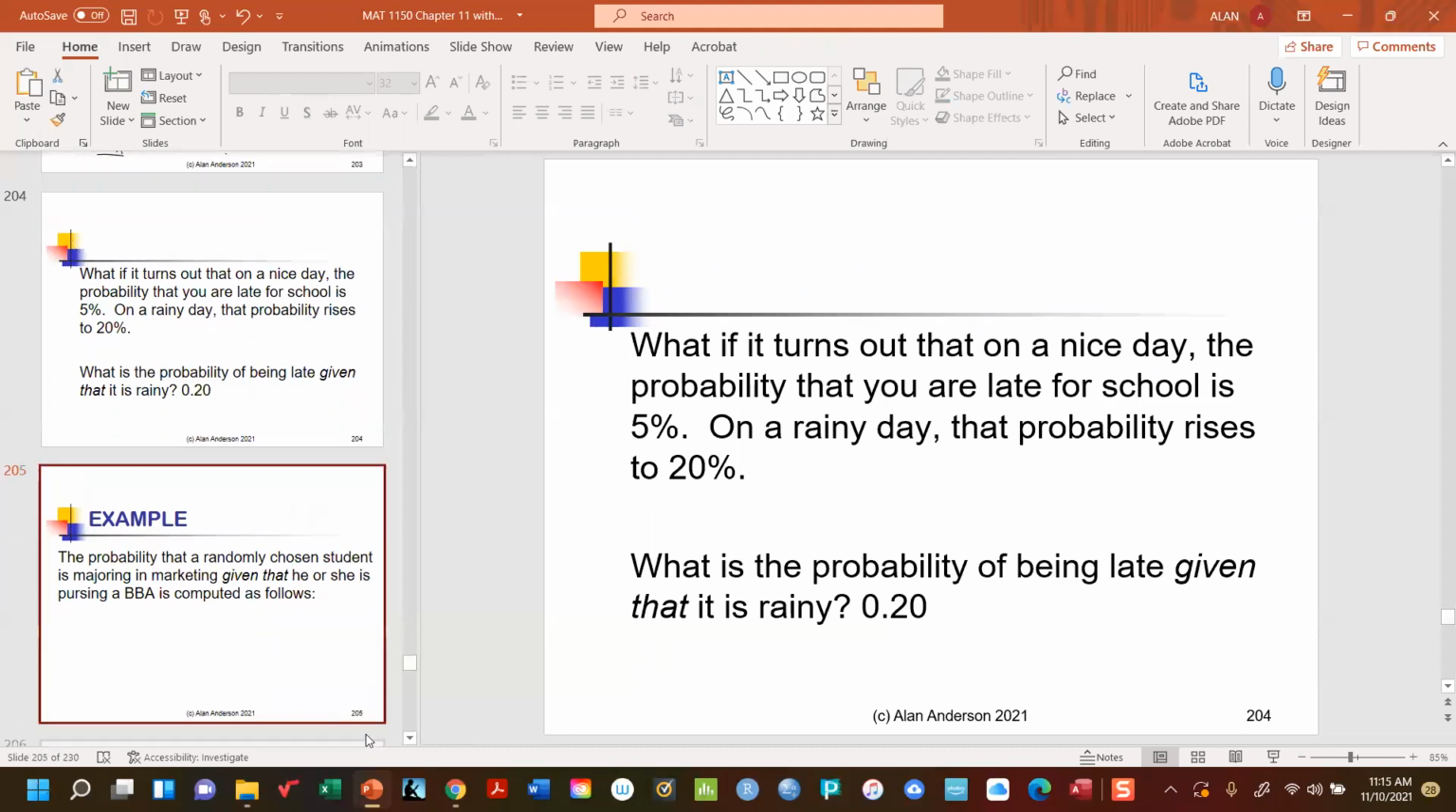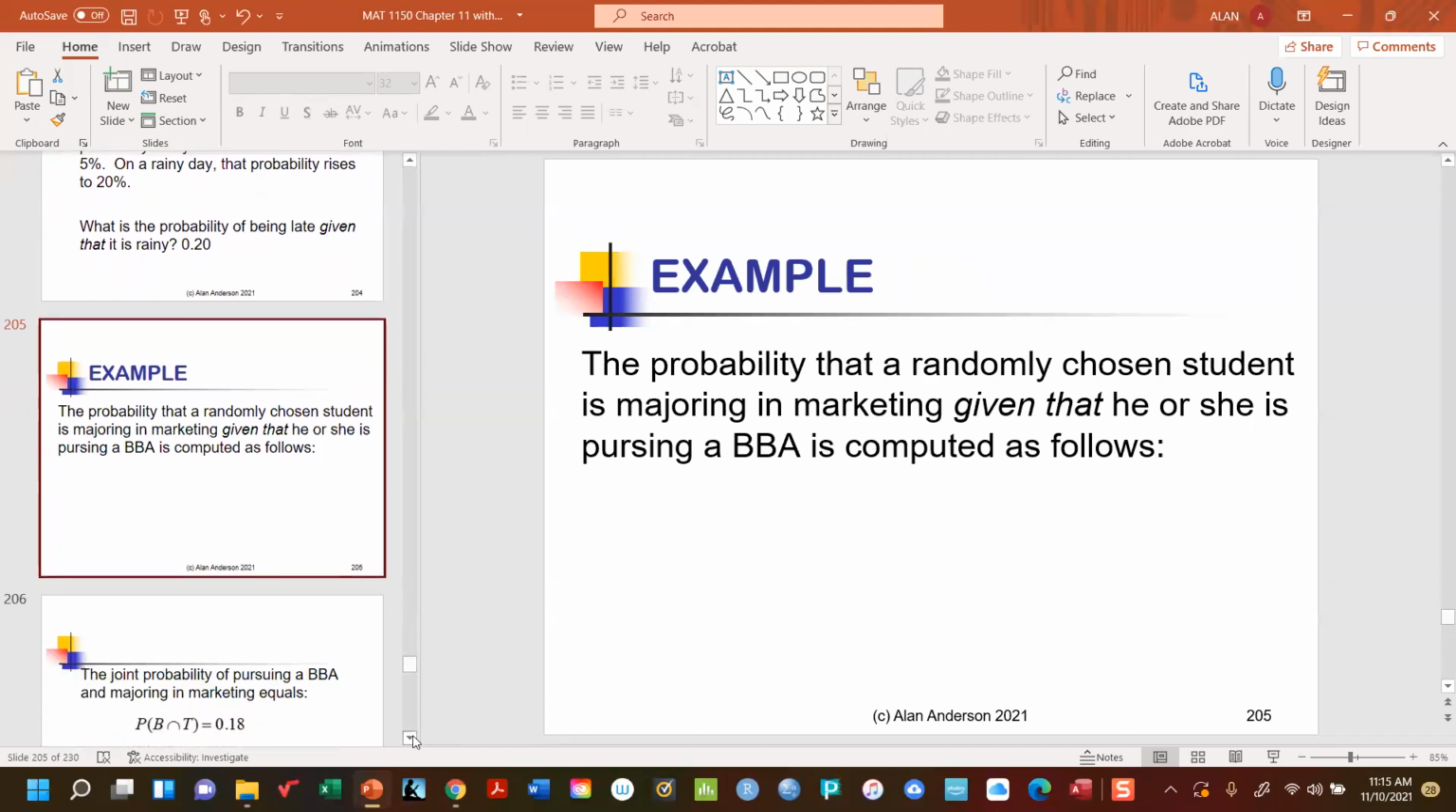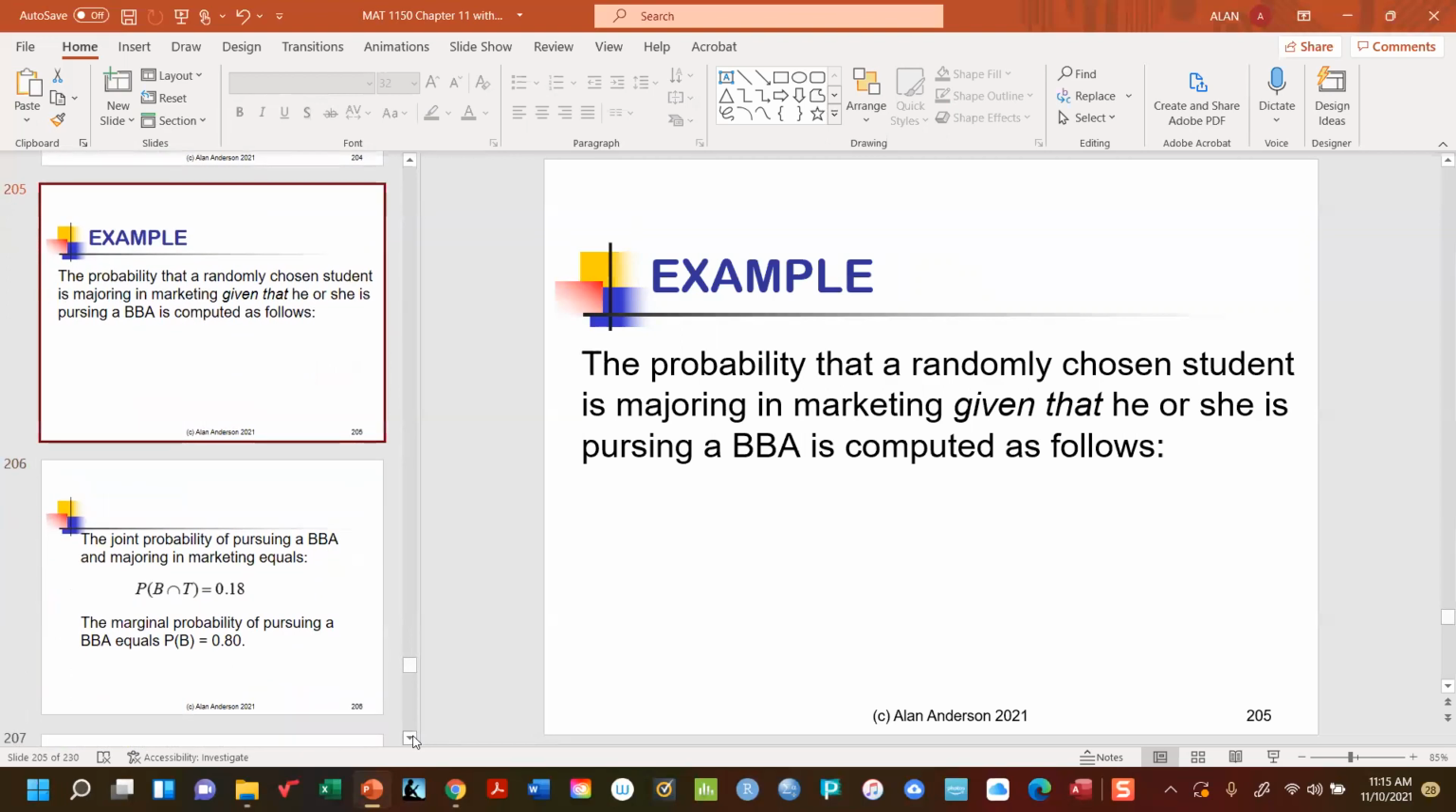So what I'd like to do now is show you how this would work with our students. Suppose I want to know the probability that a randomly chosen student is majoring in marketing, given that he or she is getting a bachelor's degree. Now, this is very different than what we've been doing. We're told that this person is getting their bachelor's degree.